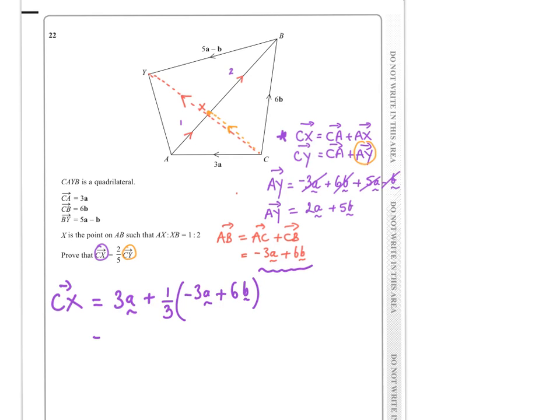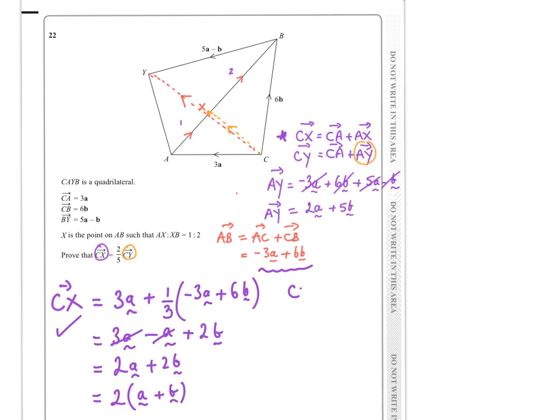Now we can neaten that up a little bit. So we'll get minus A here plus 2B, which is 2A plus 2B, and always take out the scalar part here, i.e. the part that has no direction, and we're left with A plus B, which is the vector part which has the direction. So we have what C to X is, which is really good.